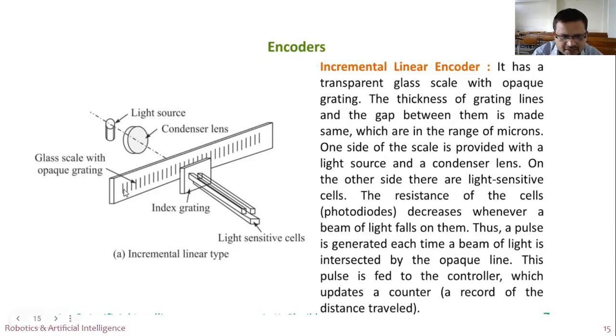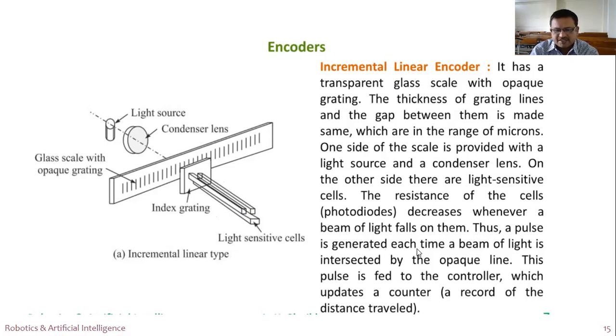See that the thickness of the grating lines and the gap between the two grating lines is the same, and they are in terms of microns. One side of the scale is provided with a light source and a condenser lens. On the other side, there are light sensitive cells. The resistance of the cells decreases whenever a beam of light falls on them.